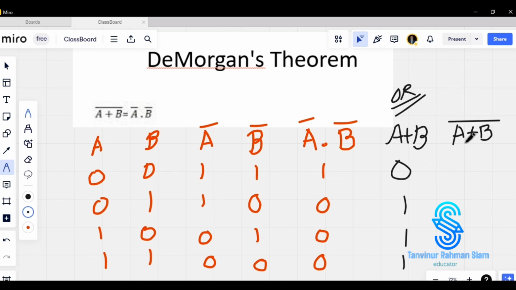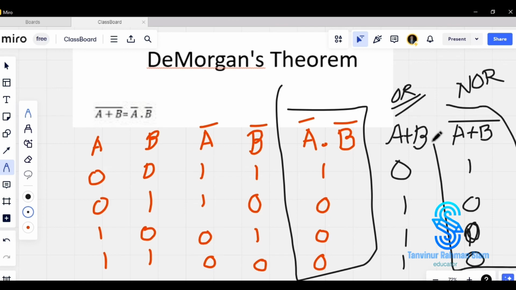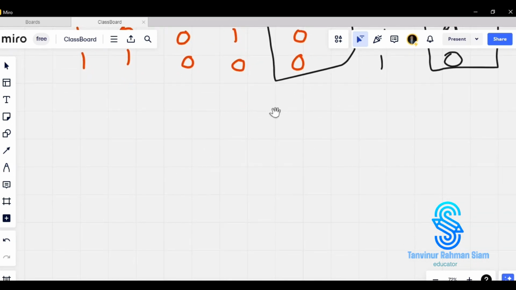After that, A plus B bar, that is what? OR gate, and it is named as NOR gate, just the vice versa of OR gate. So here we'll be giving 0 1 1, sorry, 1 0 1 0 and 1 0. So see, this truth table section and this truth table section are similar or the same. So that's why they are equal. First case done, completed.